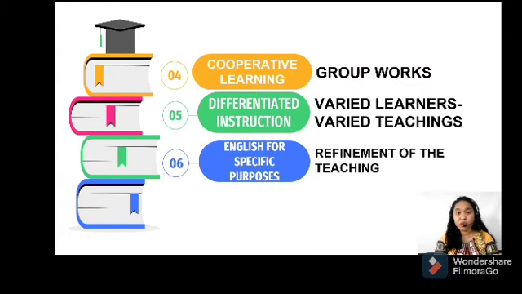The fifth approach is called differentiated instruction. It consists of the efforts of teachers to respond to the variance among learners in the classroom. So varied learners receive varied teachings. The sixth approach is called English for specific purposes. It focuses on the refinement of the teaching of English for a particular discipline.